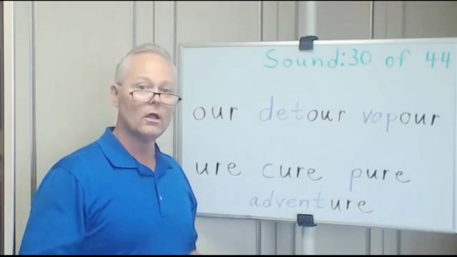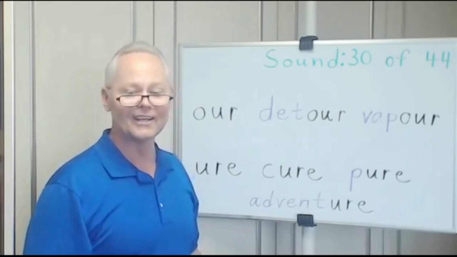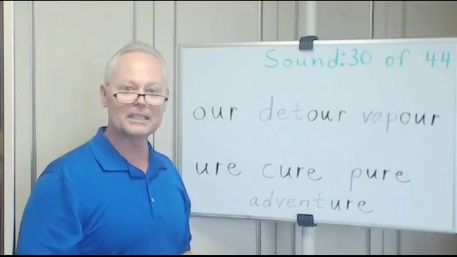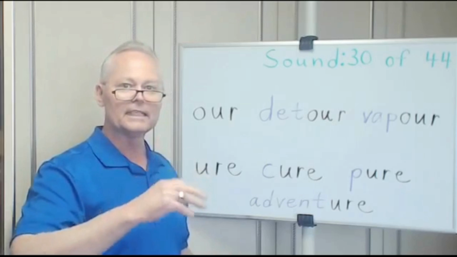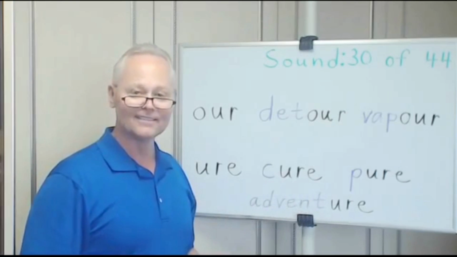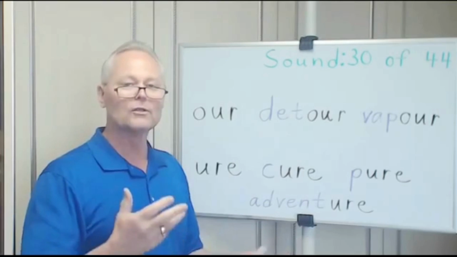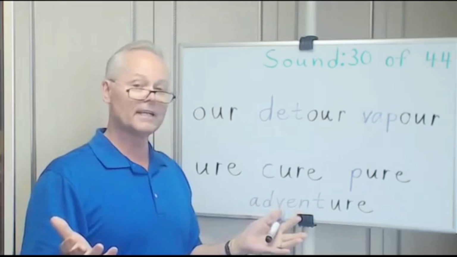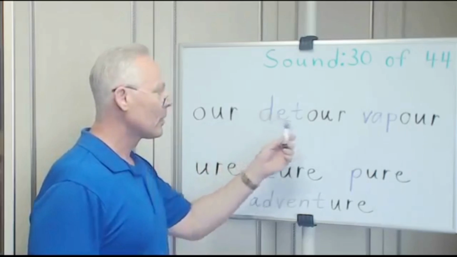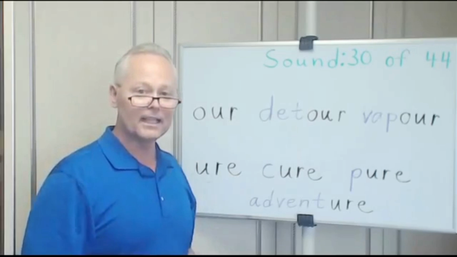Adventure. How would you like to go on an adventure tour? To Hawaii. What do you think? Maybe Alaska, New Zealand. Many places you could go on an adventure. Okay? Someplace where you take a trip, you've never been there before, so it's something new to you. It's an adventure. And that is the sound or. Okay? Now, that's the end of this lesson.